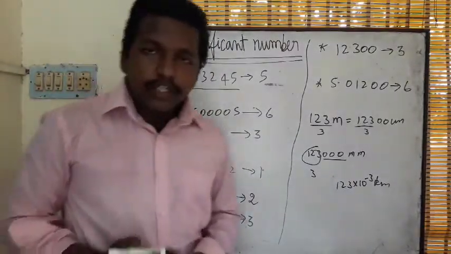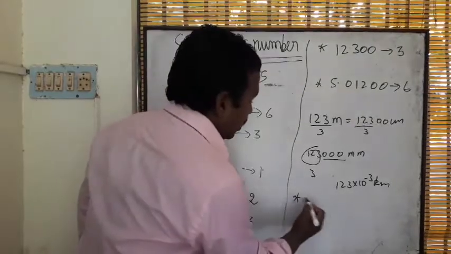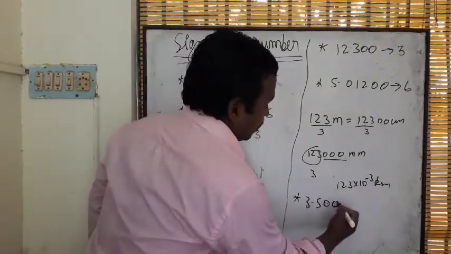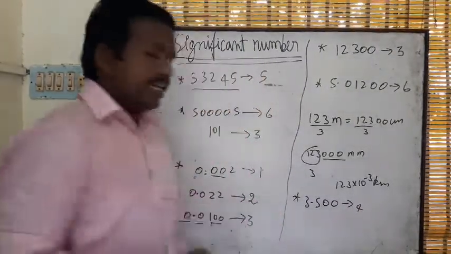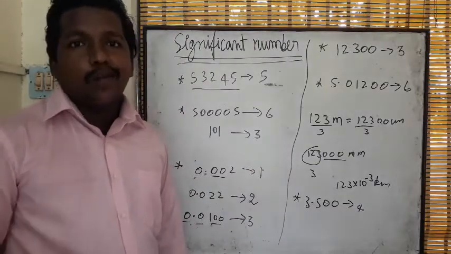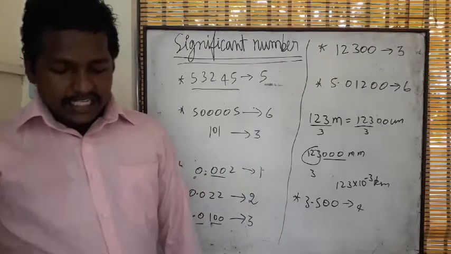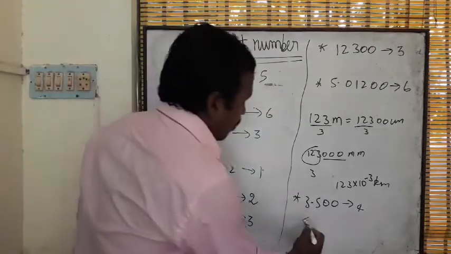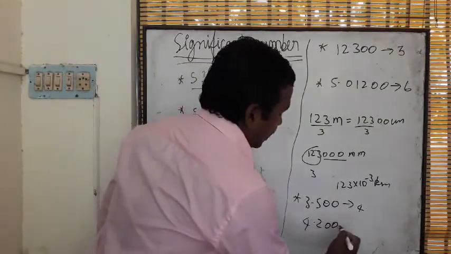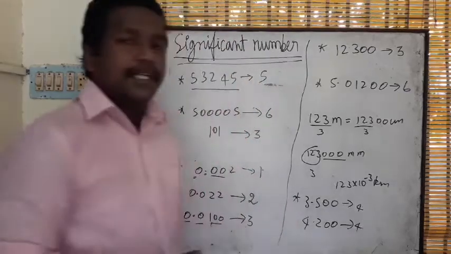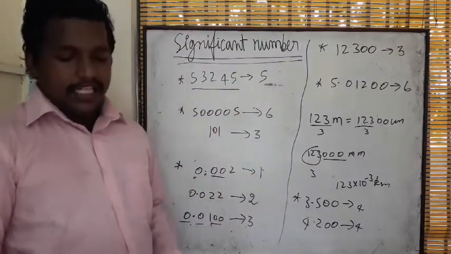Okay, I will show you another example. 3.500 is 4 significant. The value is greater than 1, so we have to consider everything as a significant number. In case 4.200, here there are 4 significant numbers because the value is greater than 1.